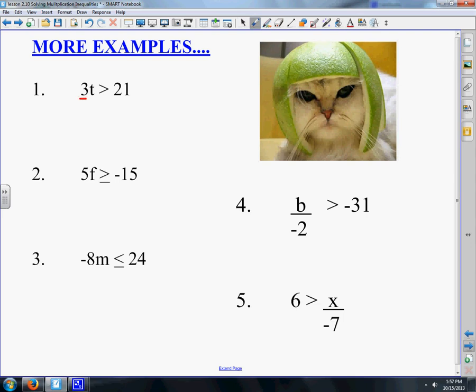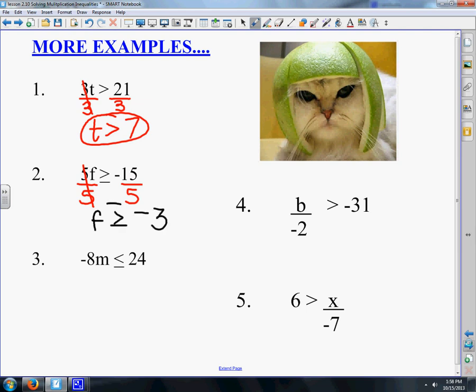So here we have a positive coefficient. We're not going to do anything with the inequality symbol. So we're going to divide by 3. 3t divided by 3 is t, is greater than 21 divided by 3, which is 7. Here's the solution to that inequality. Number 2. We're going to divide by 5 because that's the coefficient. It's positive, so nothing happens to the inequality symbol. Negative 15 divided by 5 is negative 3. So f is greater than or equal to negative 3.